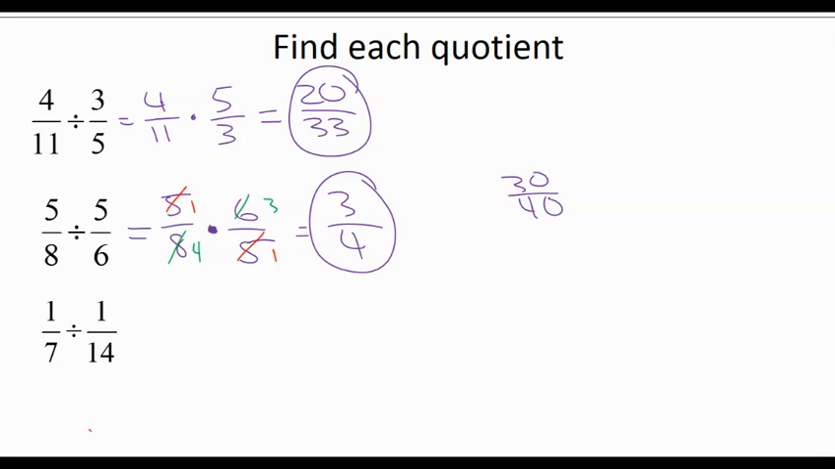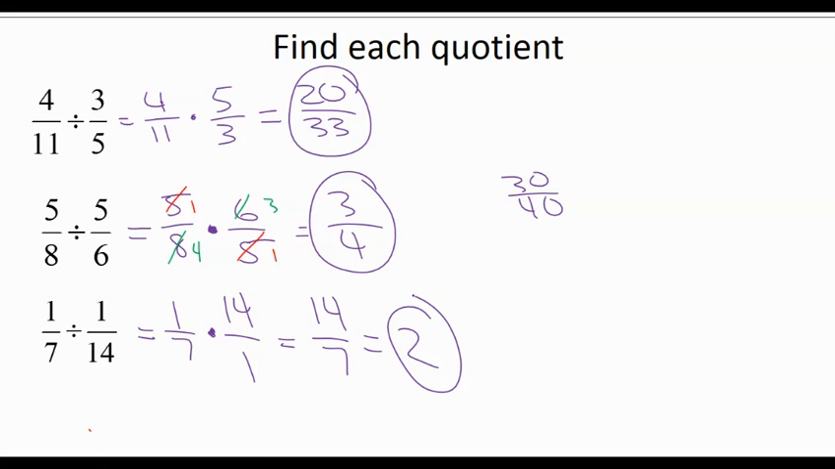All right, our last one here, 1/7 divided by 1/14. So first thing, 1/7 stays the same. Second fraction, I flip it. 1/14 becomes 14 over 1. You could simplify or just multiply and then simplify. It doesn't matter. If I multiplied first, I'd get 14 over 7, which I recognize is just 2, because 7 goes into 14 2 times.